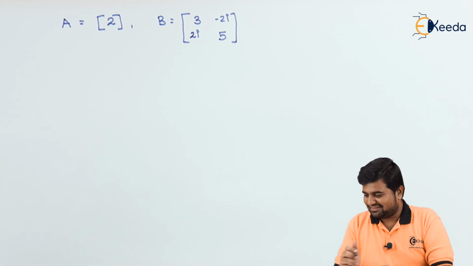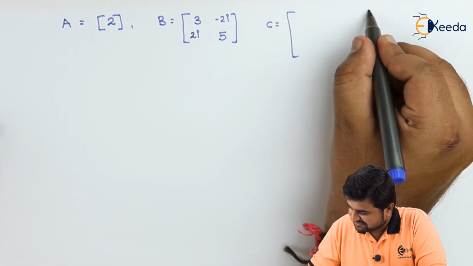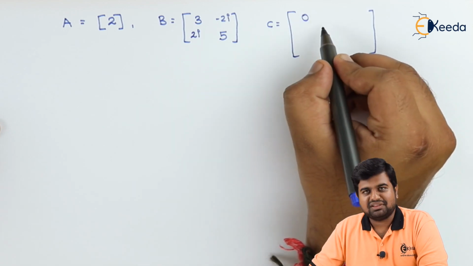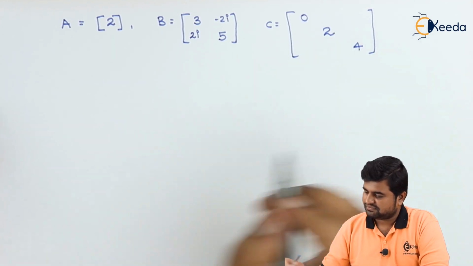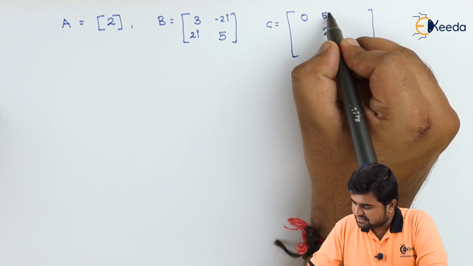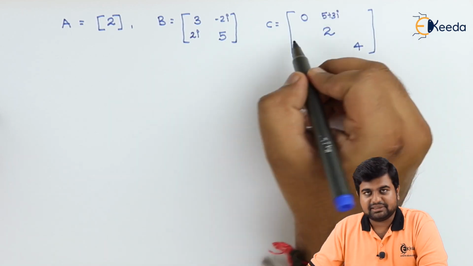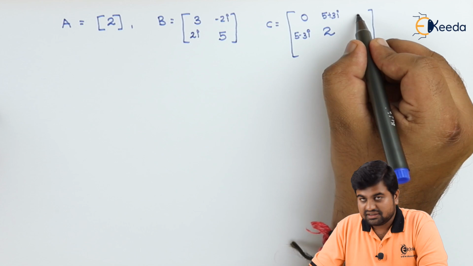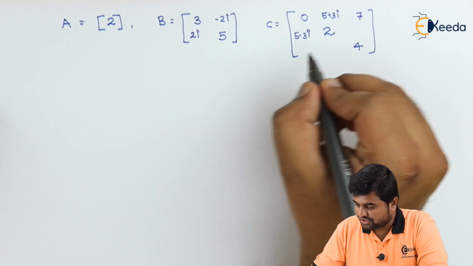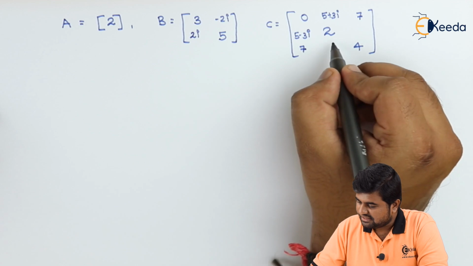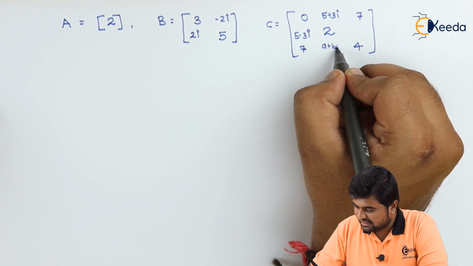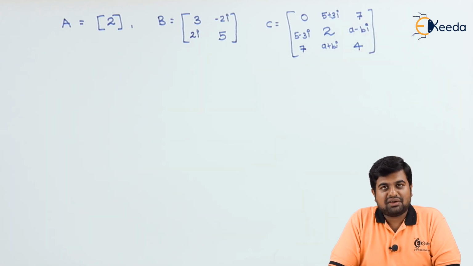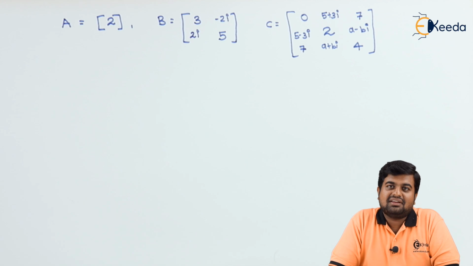Let us focus on 3 by 3. All the diagonal elements should be either 0 or a real number. Suppose we have 5 plus 3i as the second element, so the corresponding element should be 5 minus 3i. Here if we have 7, the conjugate of 7 is 7 itself. If we have a plus bi, then we should have a minus bi. And this is how we construct 1 by 1, 2 by 2 and 3 by 3 Hermitian matrix.